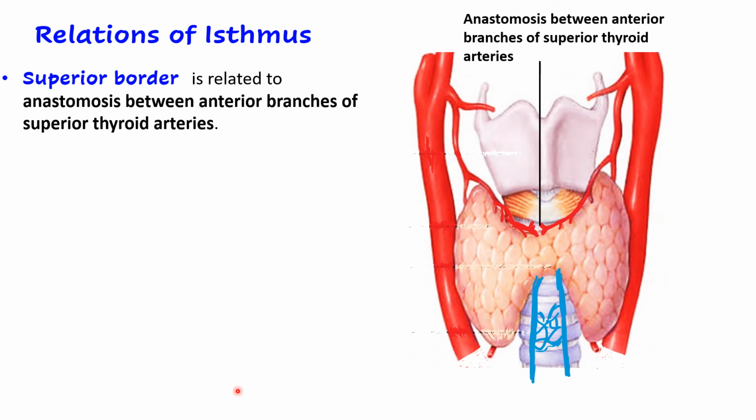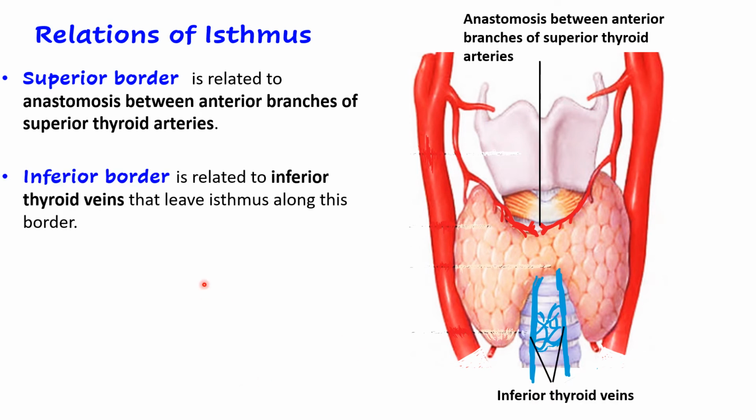Now the inferior border, if you see here, we have the beginning of the inferior thyroid veins. So you can see here this is the isthmus, and the inferior thyroid veins are going to begin at the inferior border of the isthmus, and then they form a plexus here in front of the trachea.